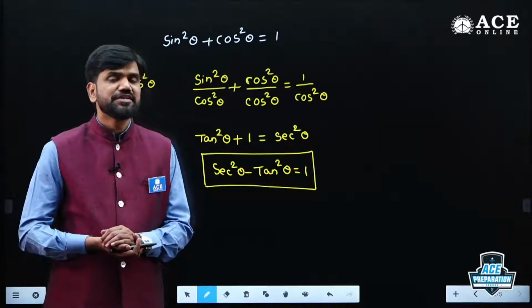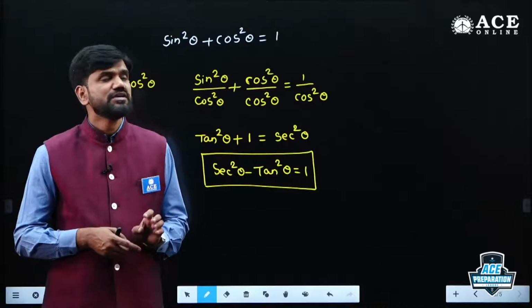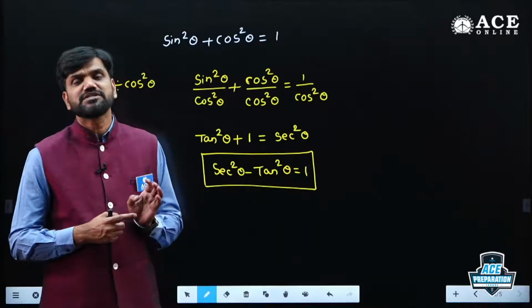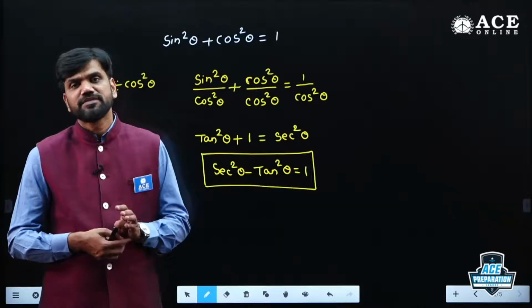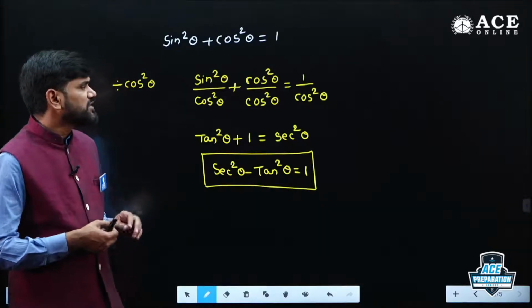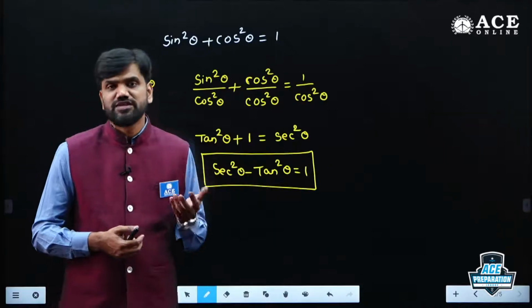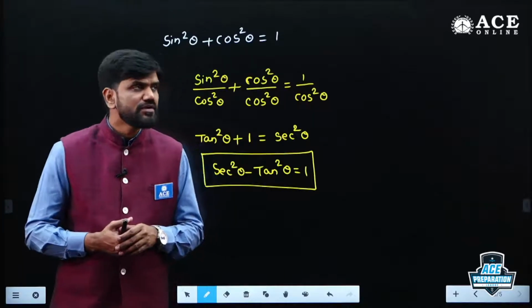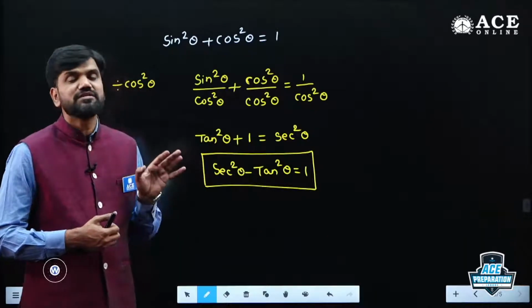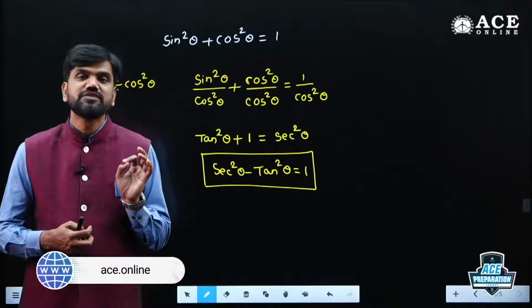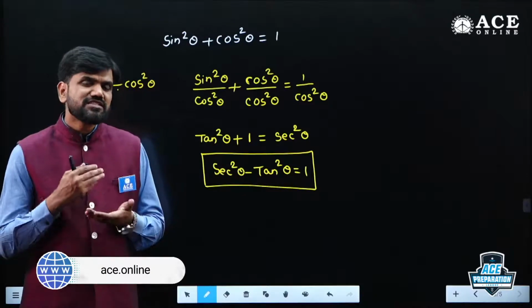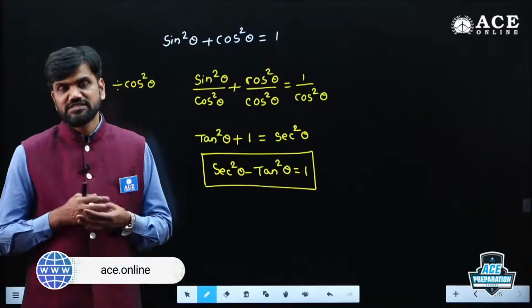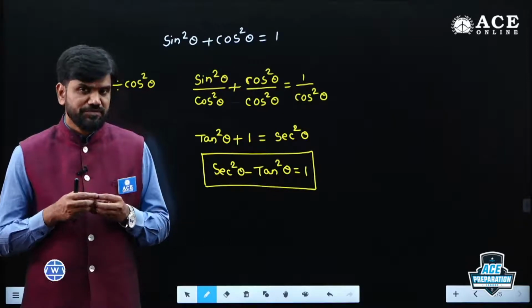So what are the three identities we have learned? First one, sin square theta plus cos square theta equal to 1. Second one, cosecant square theta minus cot square theta equal to 1. Third one, secant square theta minus tan square theta is equal to 1. These are the three basic identities related to trigonometry.